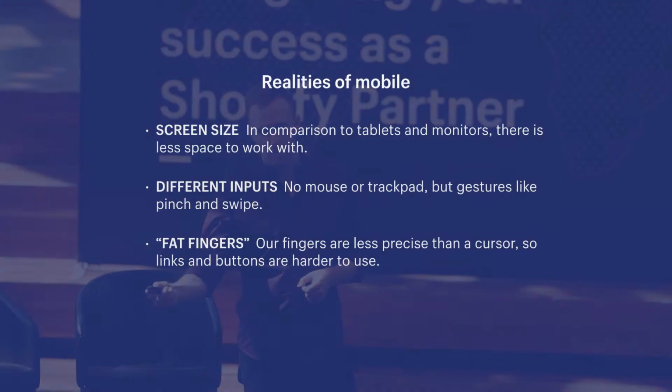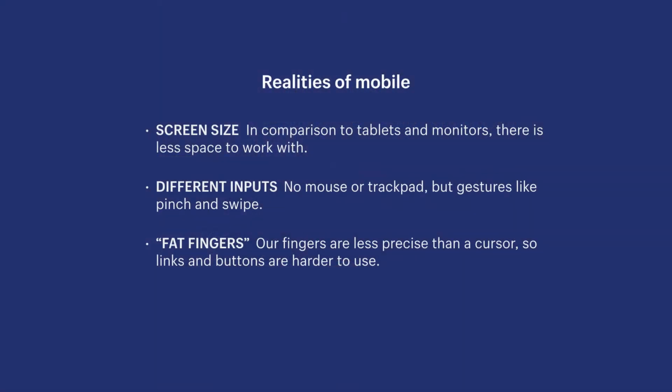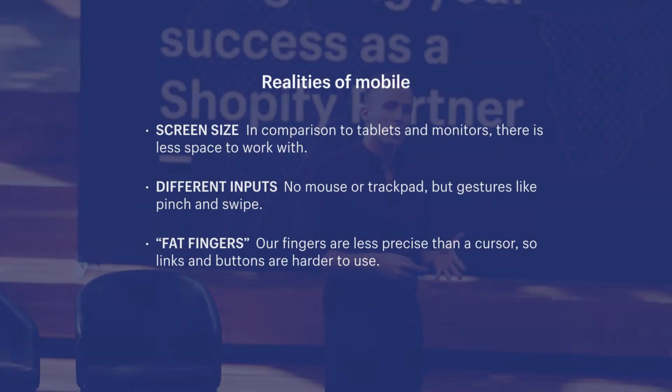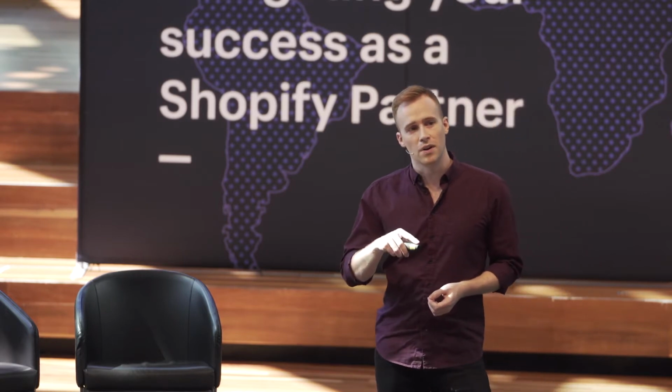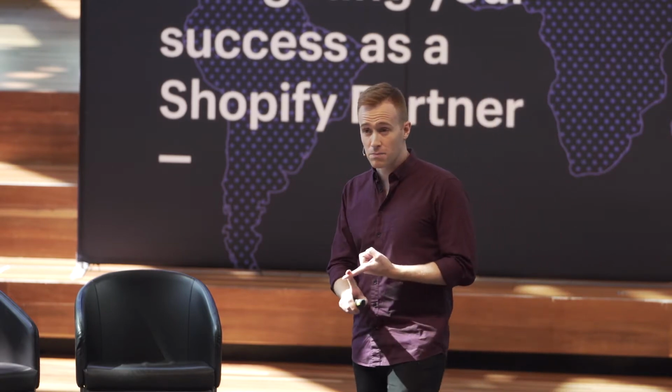And the first and the most apparent of which is screen size. We just have fewer pixels to work with on our phones in comparison to our laptops and our desktop monitors. Also, we're dealing with different inputs from the user. We don't have a trackpad and a mouse, so that means we can't rely on hover, but we do have access to new types of inputs, like gestures, which are like pinch to zoom, and swiping in multiple directions.